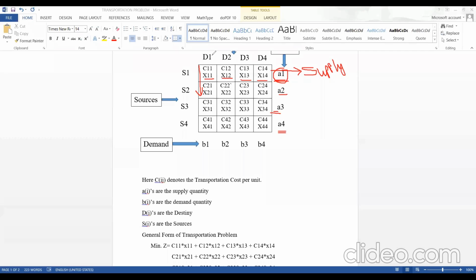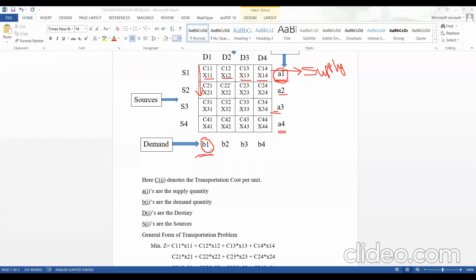So now see here. At destination D1, from different sources, some product has been delivered or supplied. From source S1, X11 has been supplied. From source S2, X21 quantity has been supplied. From source S3, X31 quantity has been supplied. From S4, X41 quantity has been supplied. And the total demand is B1. So that means X11 plus X21 plus X31 plus X41 must be equal to B1.